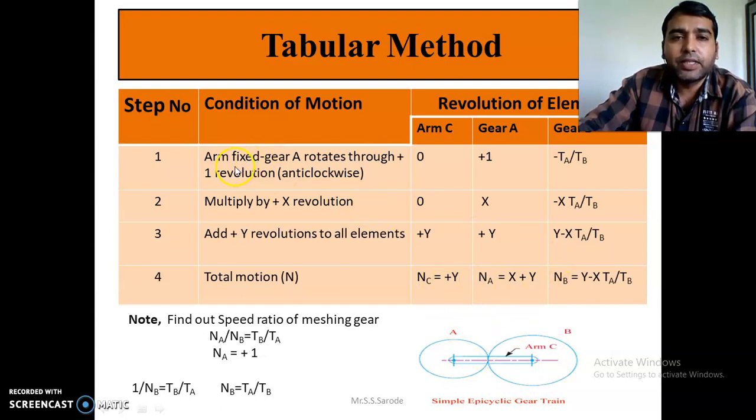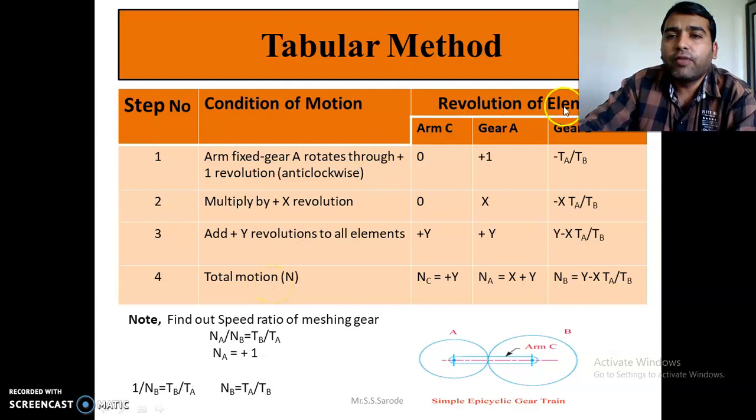So the first assumption is the arm is fixed. This arm C is fixed and we give +1 revolution to gear A, the input gear. The naming is different, but we are giving +1 revolution to the input gear. So this is the first assumption. Second, multiply by x revolution. Third, add +y revolution. And fourth, the total motion.